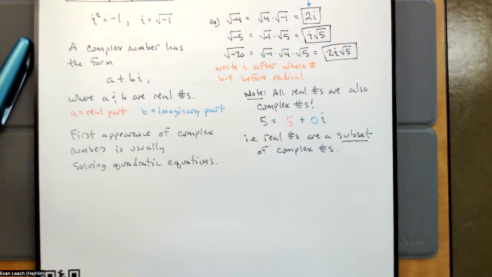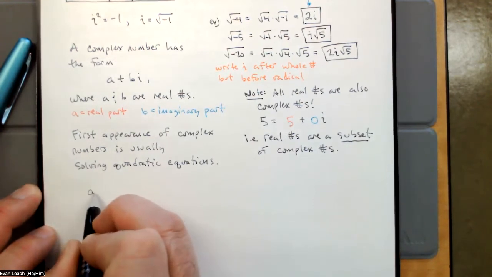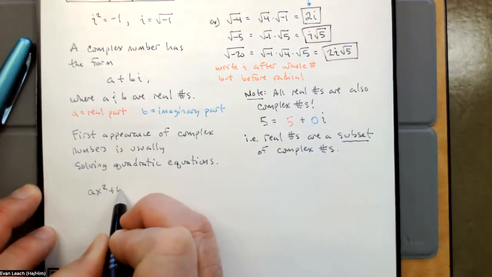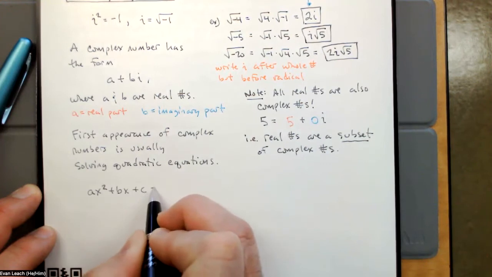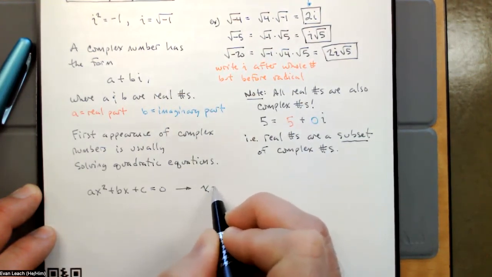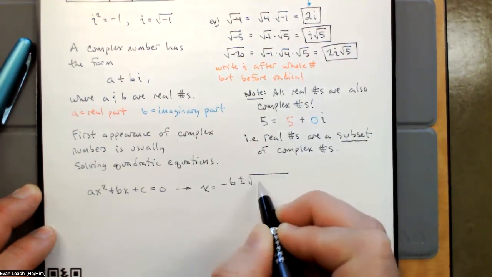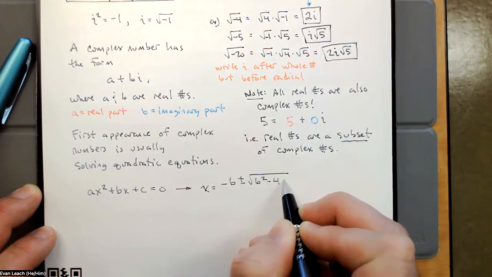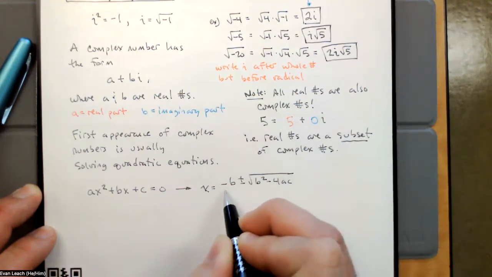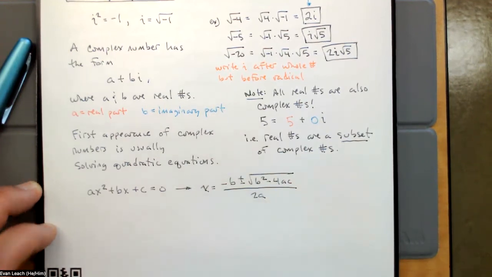If we think back to solving quadratic equations, we're taking the equation ax squared plus bx plus c equals 0 and writing as a solution x equals the opposite of b plus or minus the square root of b squared minus 4ac all over 2a.